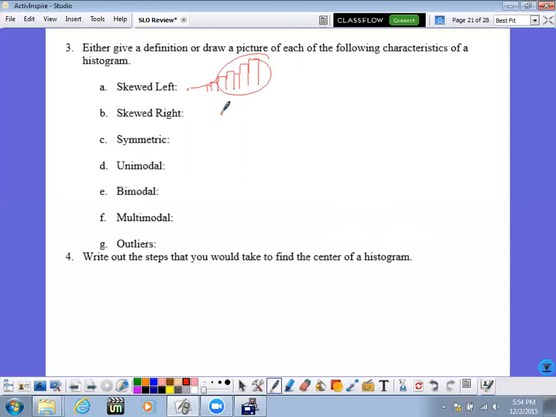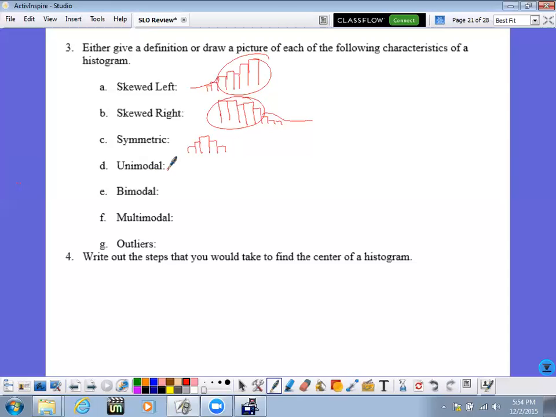The opposite would be skewed right. So most of your data, and then you have a tail. So data and tail, that's skewed right. Symmetric is going to be just about even on both sides. Remember, we talked about this is like horseshoes and hand grenades, right? It needs to be about the same. It's not going to have to be perfect, but about the same makes it symmetric.